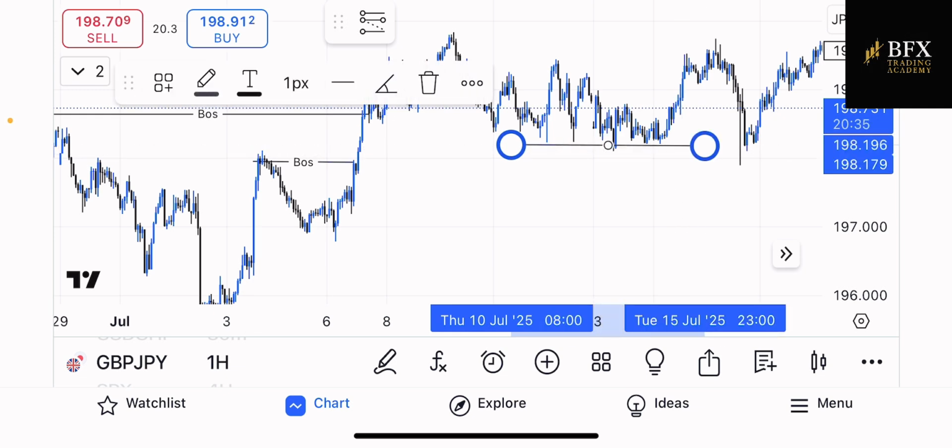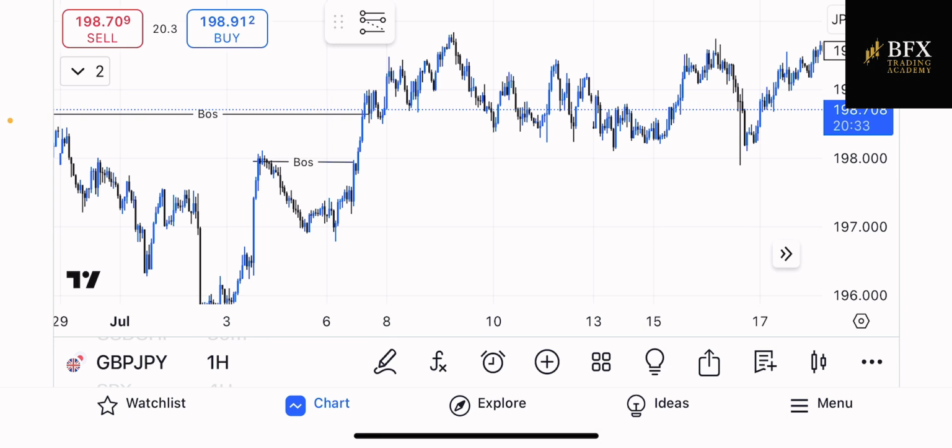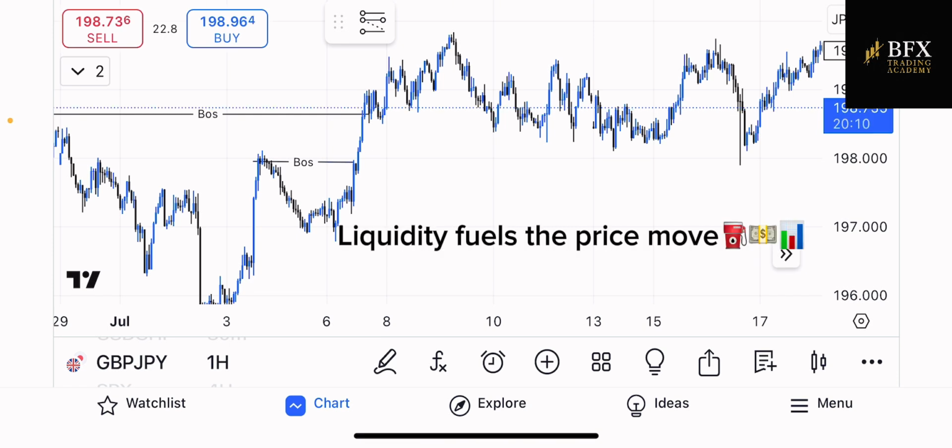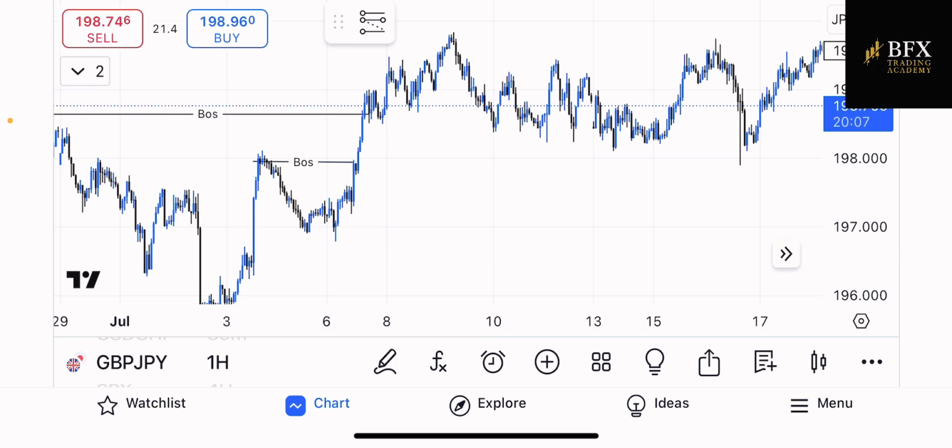So what am I trying to say? Where liquidity is gathering, that's where the price tends to go. Know this as a secret: the liquidity is what fuels the price move. It's the fuel that gives the price the power to carry on its move. Are you getting me? Good.